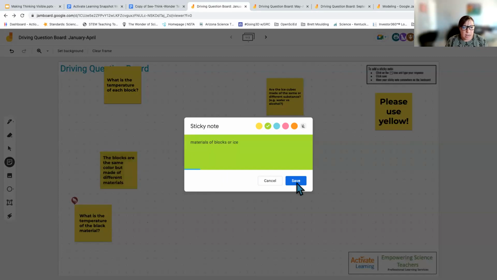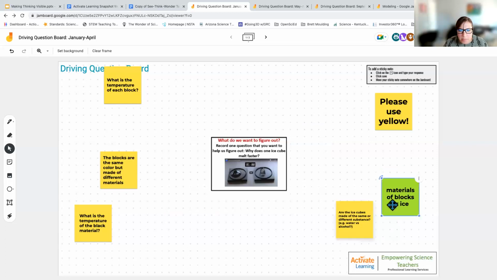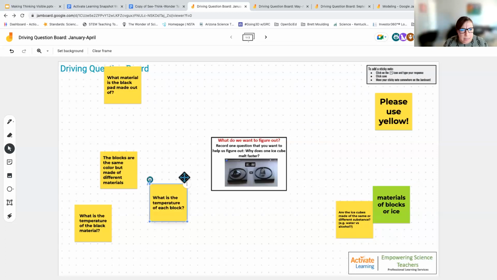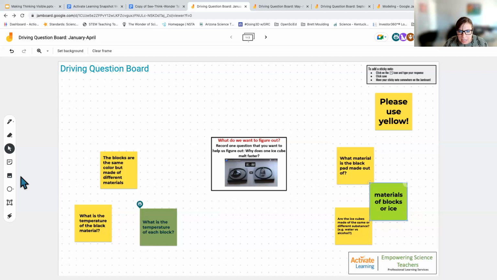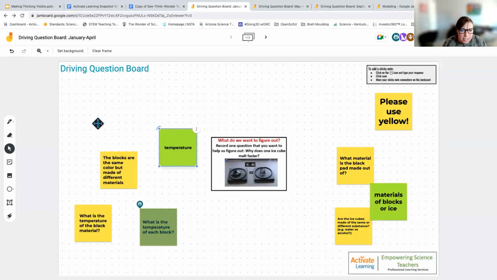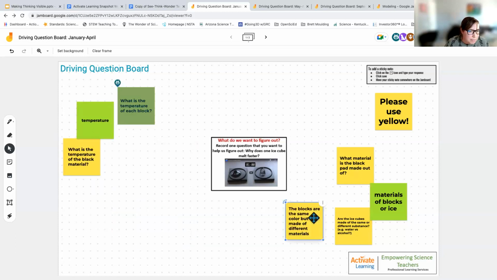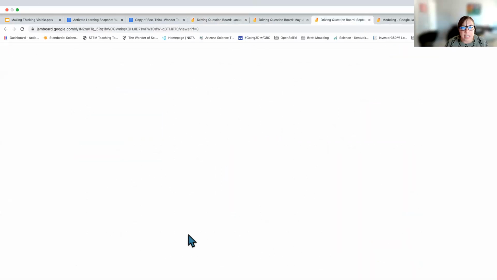Here's another category. Here we go. So some folks are wondering if the ice cubes are made of the same substance. Temperature, let's get that down with temperature. Ooh, materials. Someone's wondering, what's up with the materials? So keep coming in. If you want to add more than 1 or 2 questions, that's fine. So we've got temperature questions here. We're looking at materials. These seem to be the top 2 in this driving question board here.